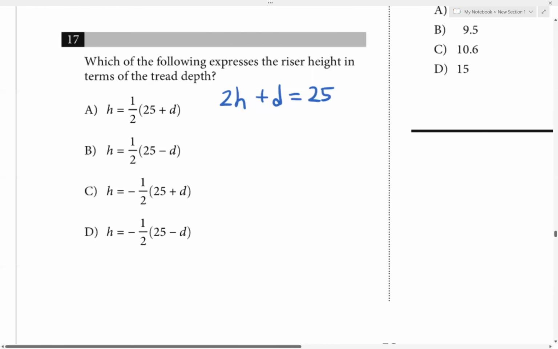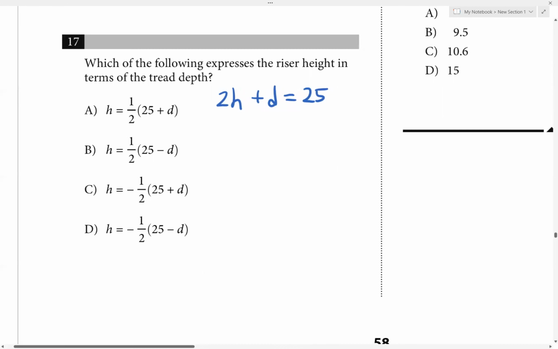All right, so now let me zoom in a little bit. For question 17, pretty much what we're trying to do is solve for h, right? If you look at the answer choices, they have h equal to something, h equal to something, right? So we're trying to get h by itself. Then that will give us the riser height in terms of the other stuff. So we're solving for h, rearranging the equation to get h by itself.